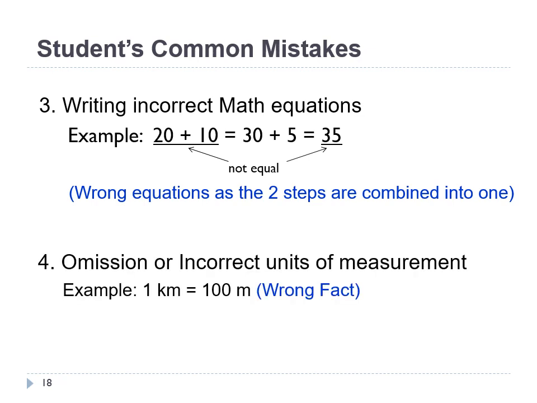Another common mistake is omission or incorrect units of measurement. For example, 1 kilometer is supposed to be 1000 meters, but the student may use a wrong fact, and because of that the calculation becomes incorrect.